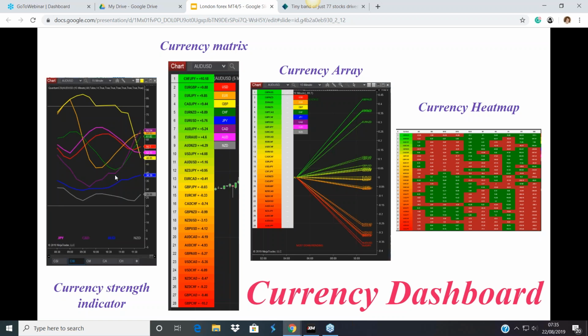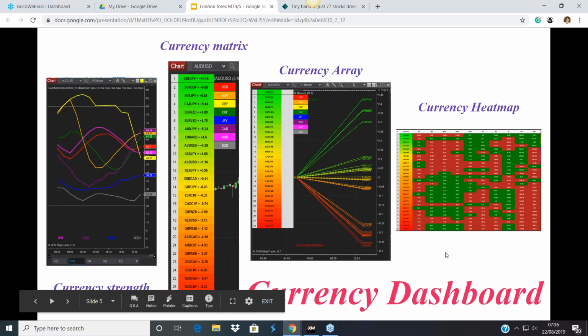It's the first step in any analysis, and I will show how this indicator works on so many levels. It not only tells you what is being bought or sold in any particular time frame, but it also tells you what is not happening in a particular currency or a particular pair. Then we have the matrix, which ranks the performance of the 28 pairs that we focus on in this market. We have the array, which measures the momentum of any move that is underway, and then we have the heat map, which looks at the performance of the currencies across multiple time frames.